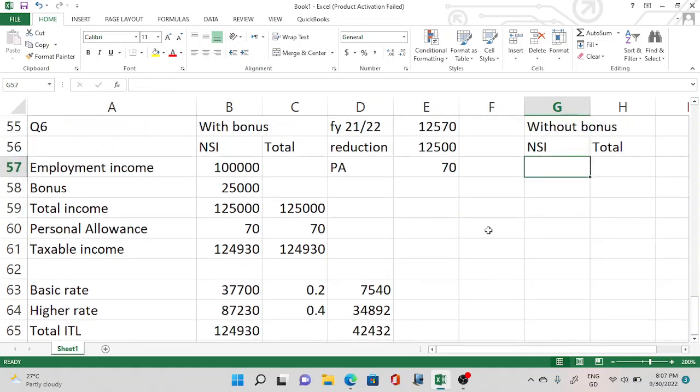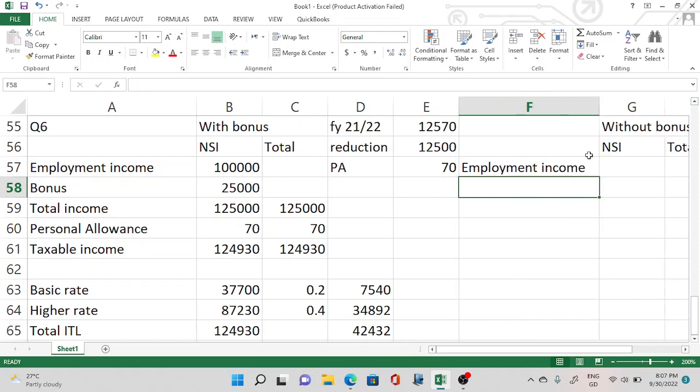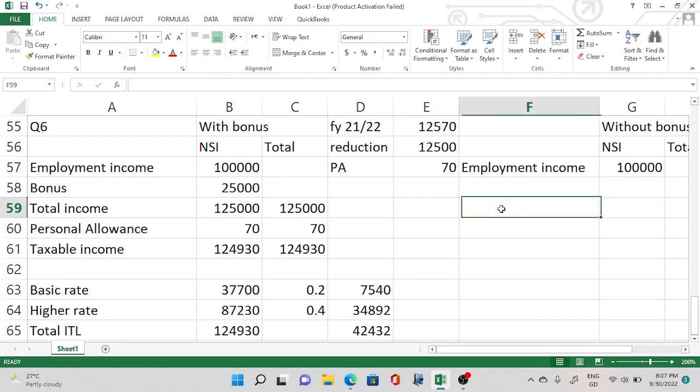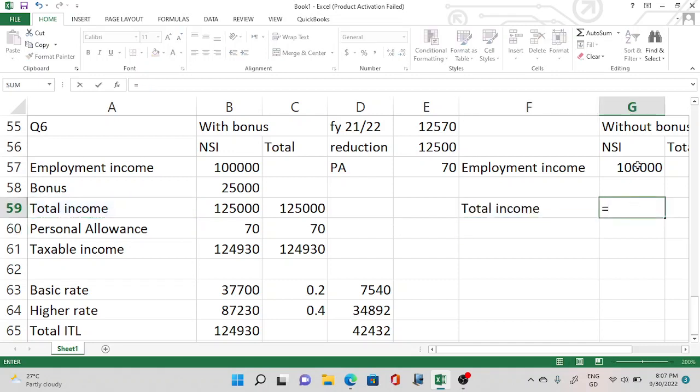So when there is no bonus, NSI would be the same. Let's just link it up very fast. Employment income, okay. NSI would still be 1 lakh. The same will go with the total. For no bonus, you can just write bonus and add a 0 so that the examiner may know what we are doing. Total income, what will be the total income? Total income would be 1 lakh, 1 lakh plus 0, let's say.